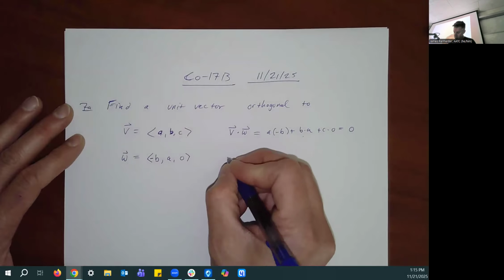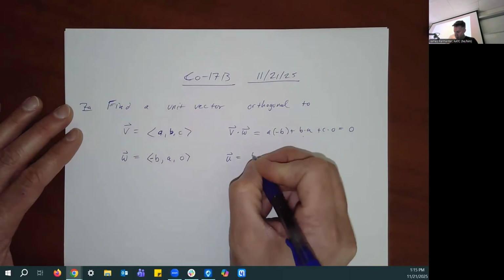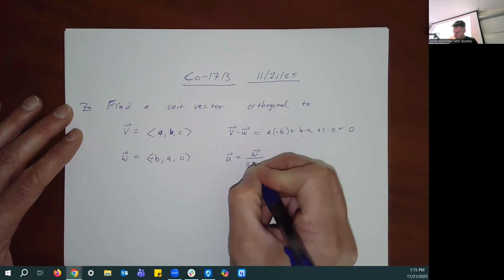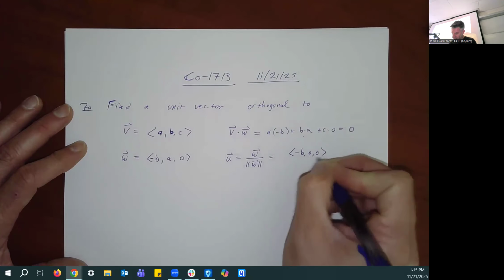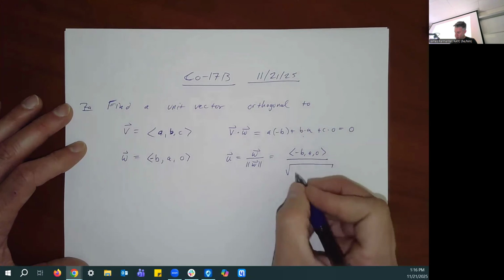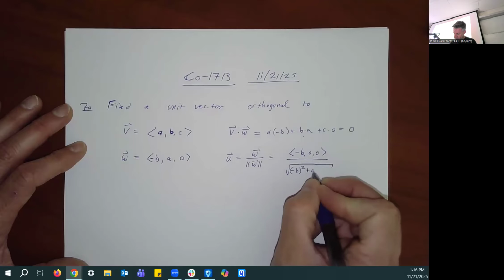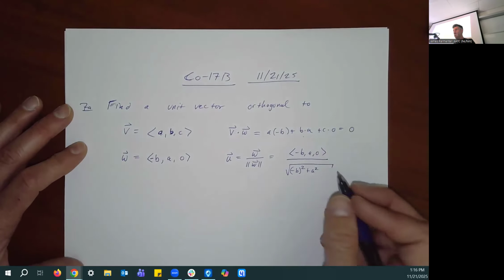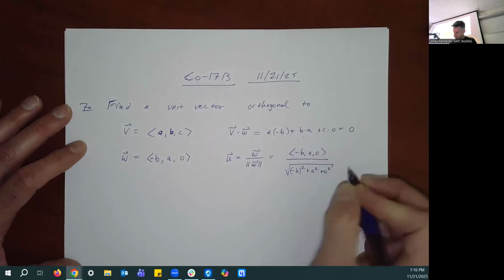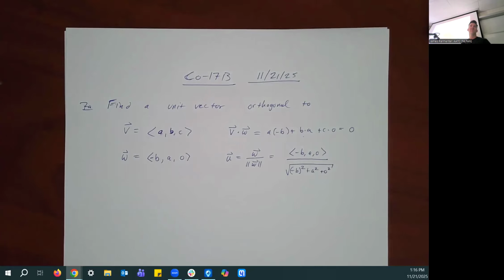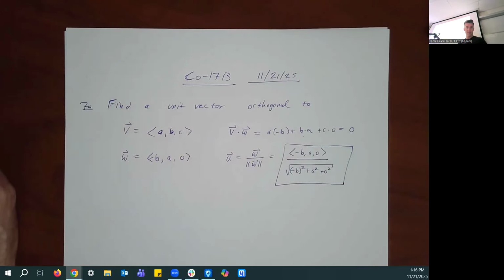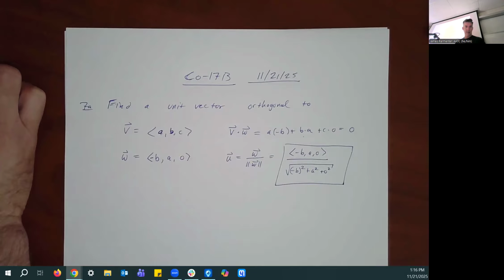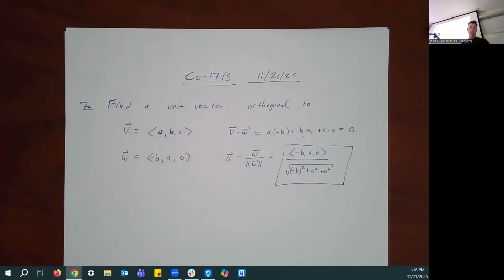So then U, the unit vector, is W divided by the magnitude of W, which is the vector negative B, comma A, comma 0, divided by the square root of negative B squared plus A squared. You could write plus 0 squared, but that seems really unnecessary. I would leave it like that. Any questions about that before we do part 7B?